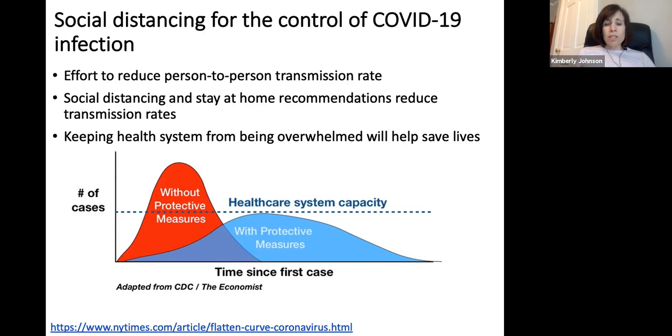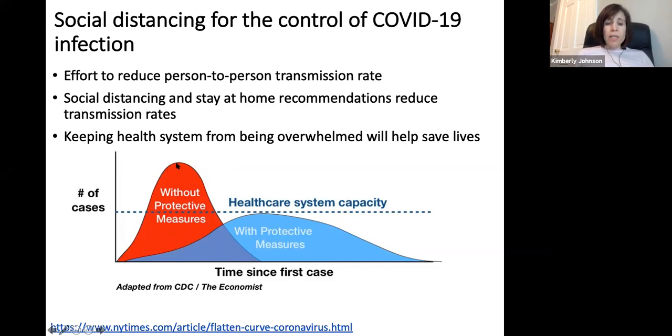So social distancing and stay-at-home recommendations can reduce transmission rates. And this will help keep the health system from being overwhelmed, which will help save lives. So we have a lot of knowledge about epidemiologic curves. This is all theoretical, this chart, but they have a shape somewhat like this if you don't do anything with infectious disease.